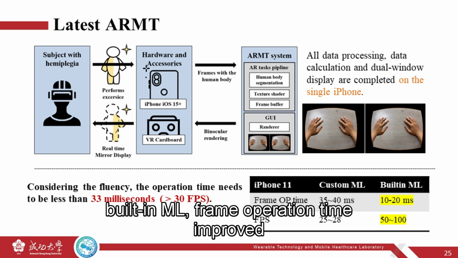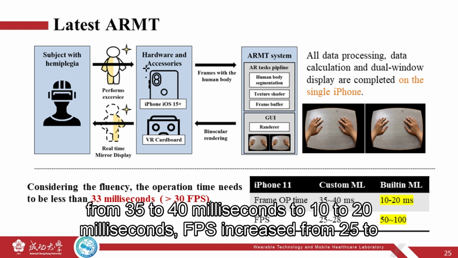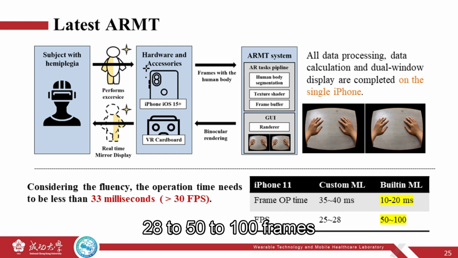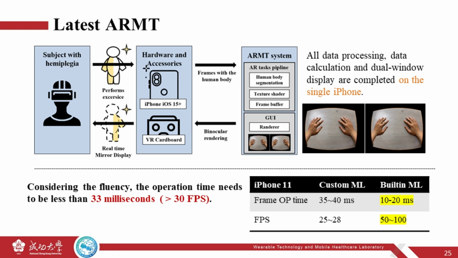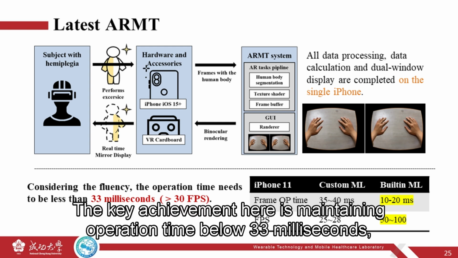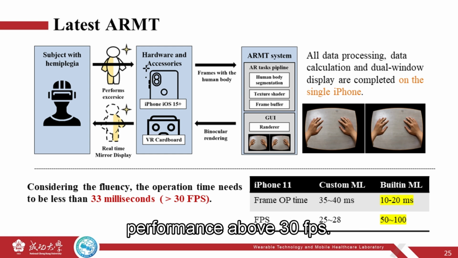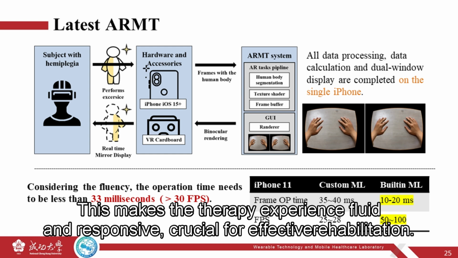Frame operation time improved from 35 to 40 milliseconds to 10 to 20 milliseconds. FPS increased from 25 to 28 to 50 to 100 frames per second. All processing occurs on a single iPhone device. The key achievement here is maintaining operation time below 33 milliseconds, ensuring smooth performance above 30 FPS. This makes the therapy experience fluid and responsive, crucial for effective rehabilitation.